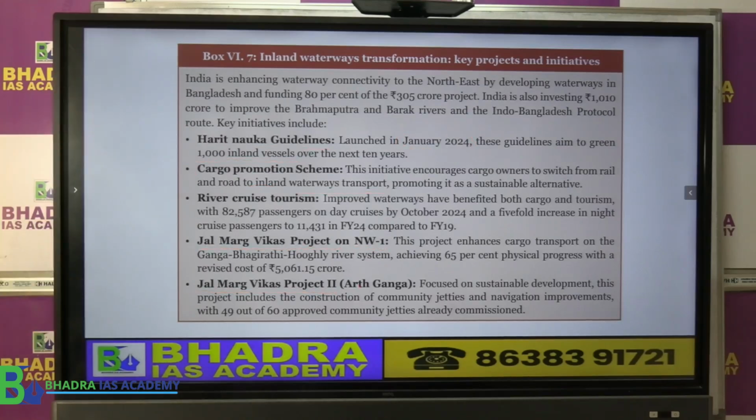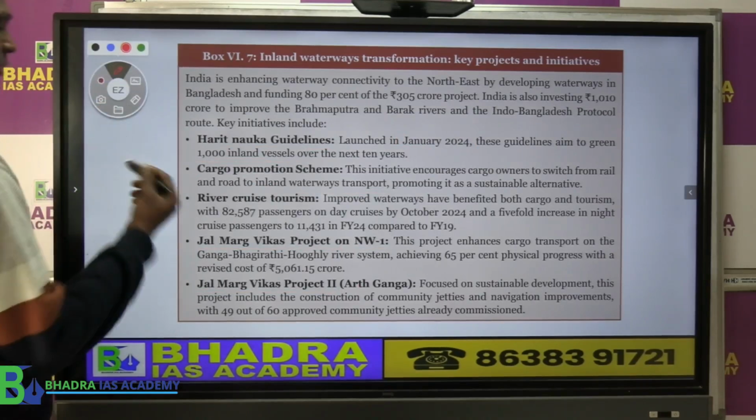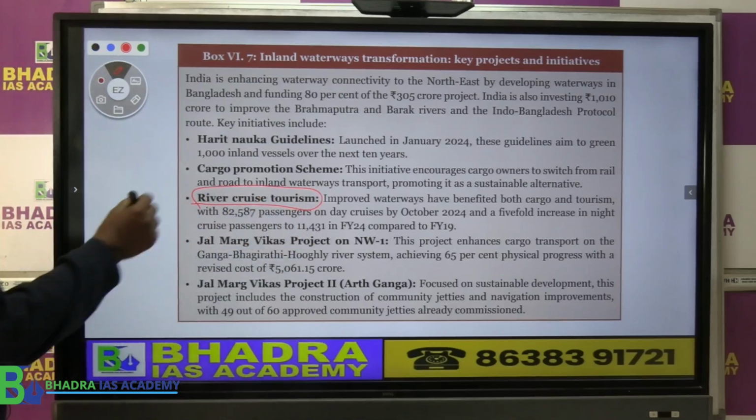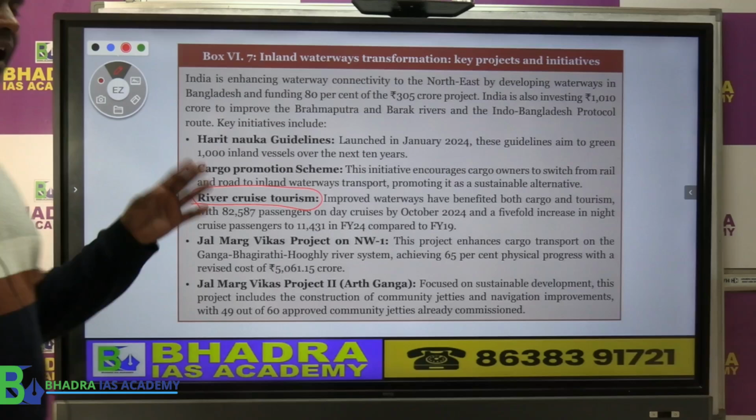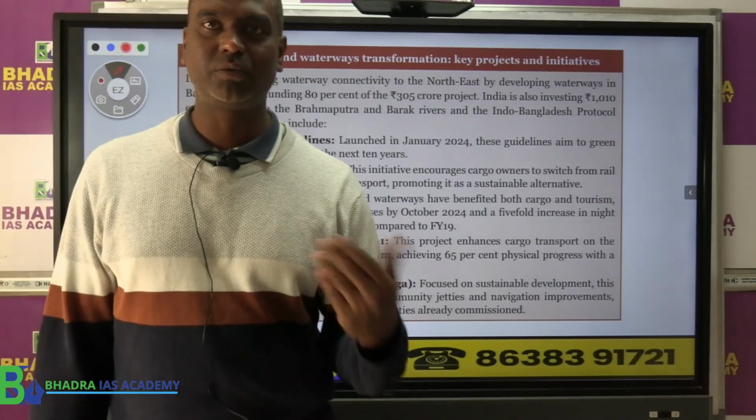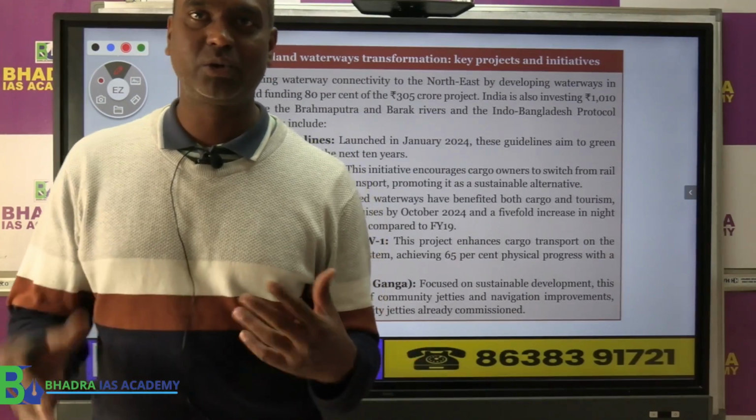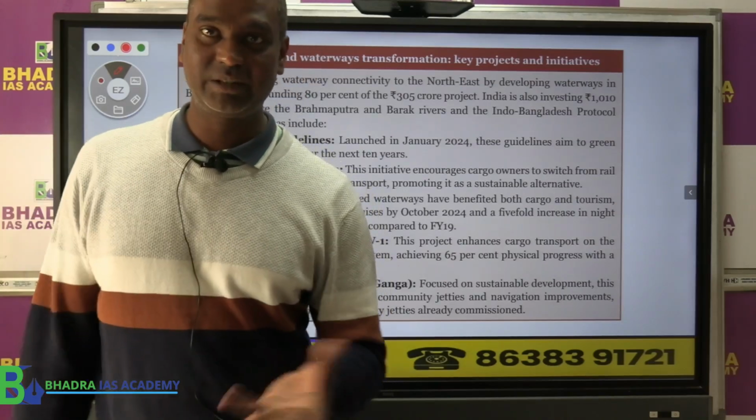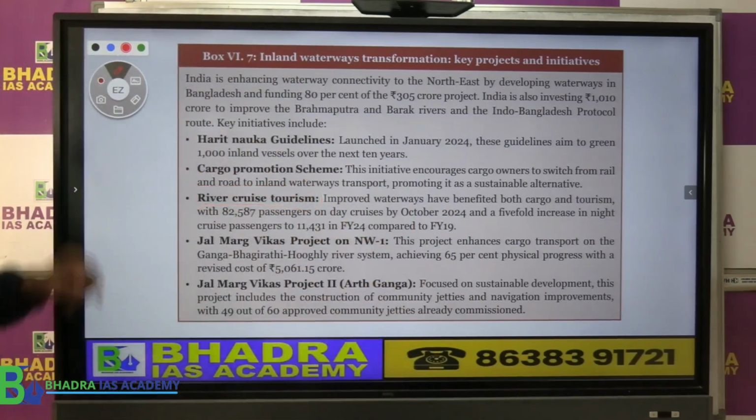Another thing here: the government has been promoting river cruise tourism, which is also very important from an Assam point of view. This has also been mentioned. The government is promoting a lot of river cruise tourism, and the Assam government is also trying to make the Brahmaputra river into river tourism, like from Guwahati you can go by cruise to Dibrugarh, like overnight travel. That is what they were also planning for this.